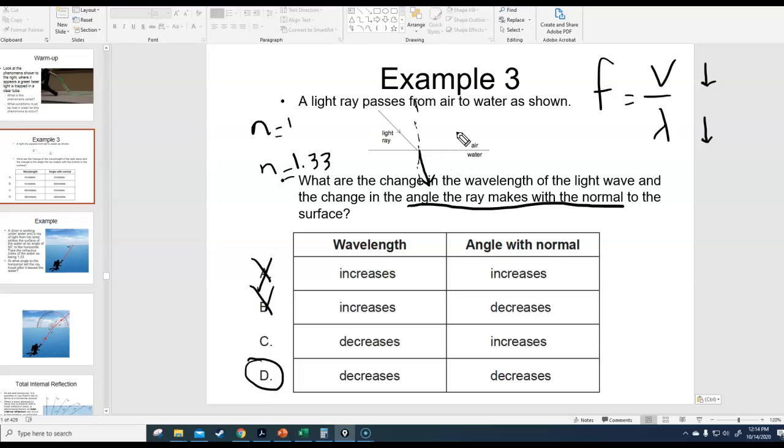All right, so hopefully you got example 3. Pause there if you need to look at this more, then we'll do one more example.